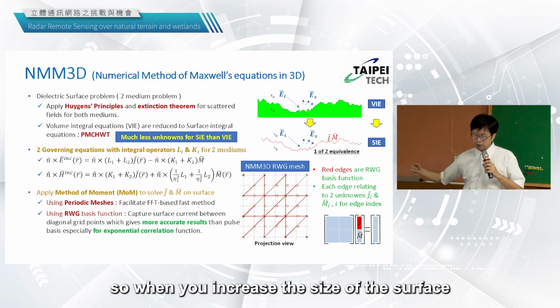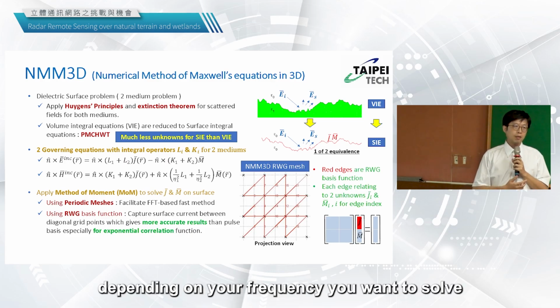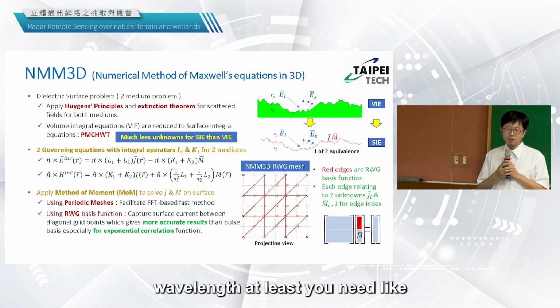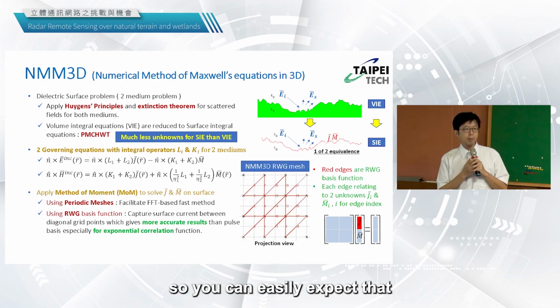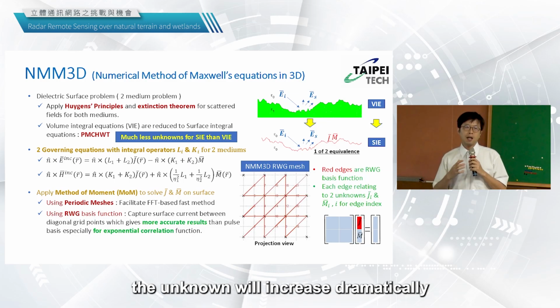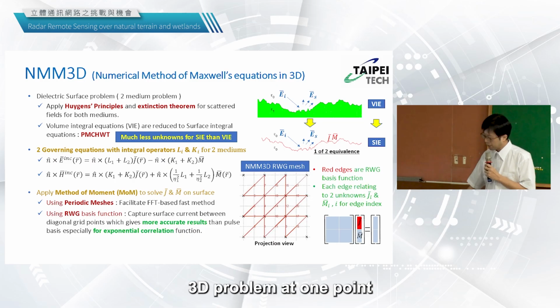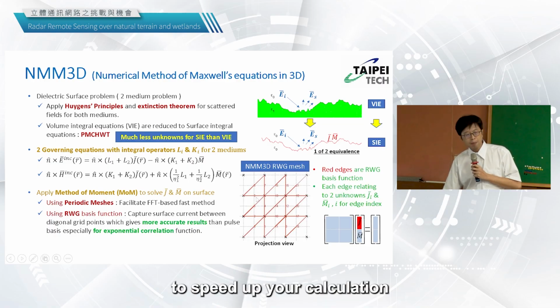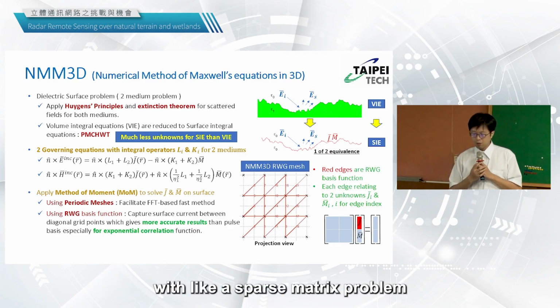So when you increase the size of the surface, let's say 8 meters by 8 meters, depending on the frequency you want to solve, for every wavelength you need at least like 10 discretizations. So you can easily expect that if you increase the surface size, the unknowns will increase dramatically. If you are doing this 3D problem, at one point you will need some algorithm to speed up your calculation. Otherwise, you'll end up with a very large matrix problem.